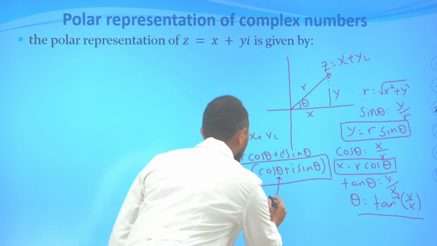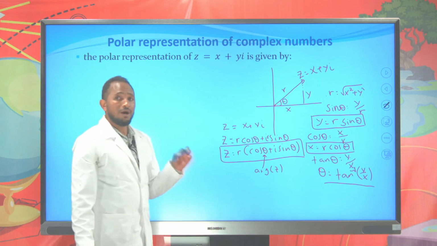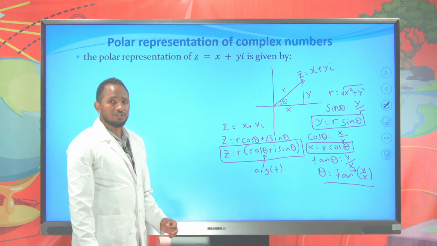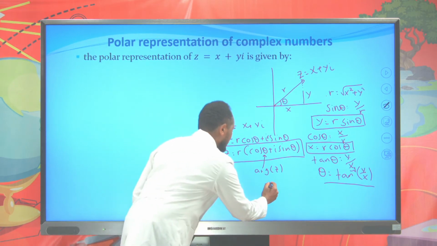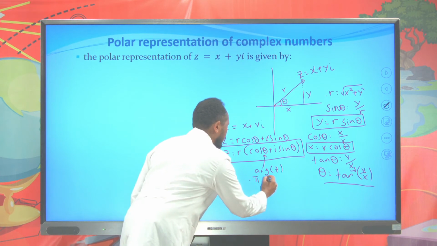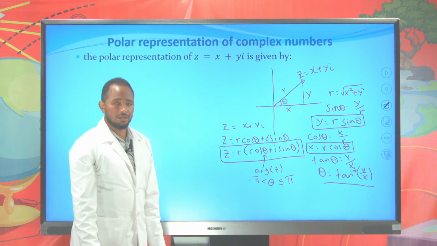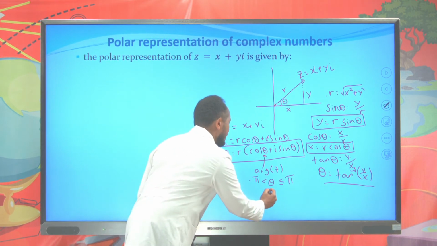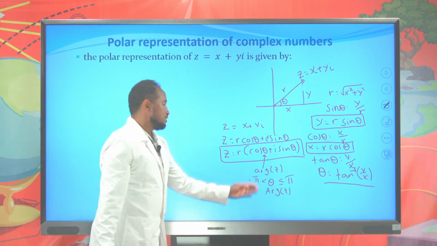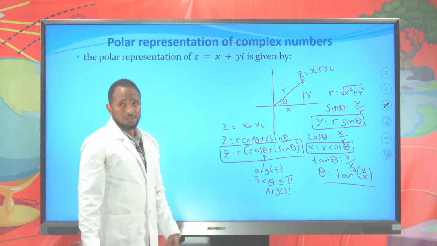We call theta the argument of z, and the particular theta which is found between negative pi and pi inclusive, we call the principal argument, written in this form, capital A R G of z. In this case, the principal argument is found between negative pi and pi inclusive. So this is a polar representation.